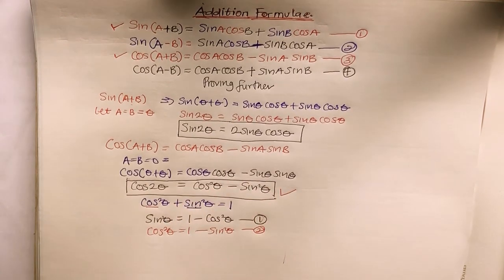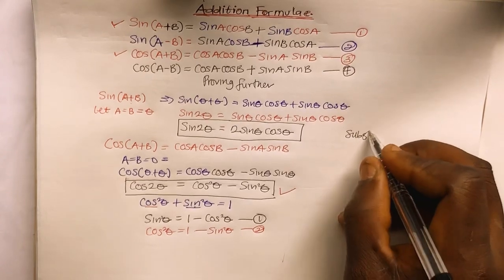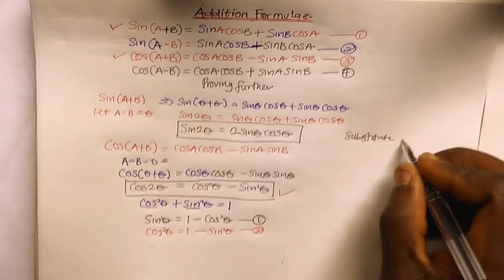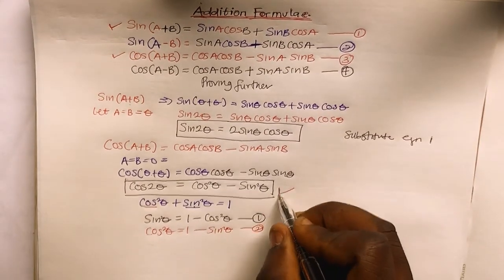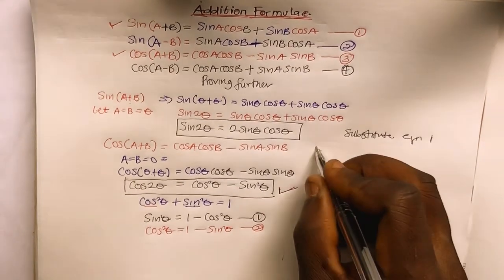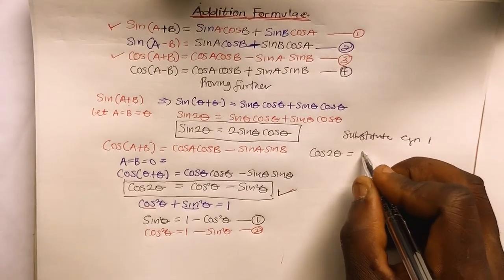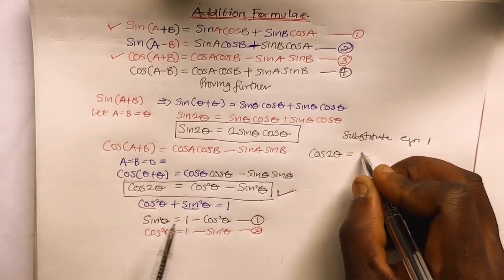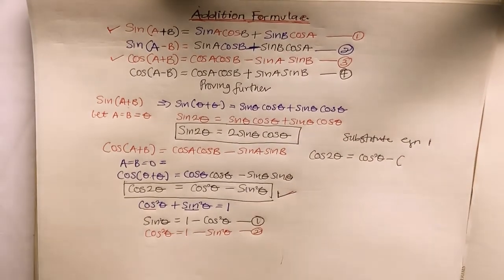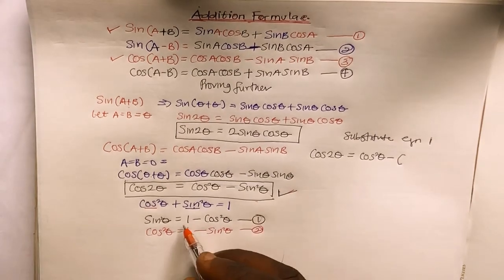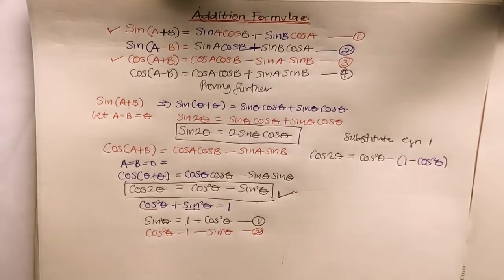Then looking at this very well, I'm having cos 2 theta equals cos square theta minus sine square theta. Then I'm going to substitute equation 1 into this second formula. I'm going to have cos 2 theta, which is also the same thing as writing, what was my equation 1? I made sine square theta the subject of the formula. That means in this case, I'll have cos square theta minus, into bracket, my sine square theta, which is 1 minus cos square theta. Can you see this down?